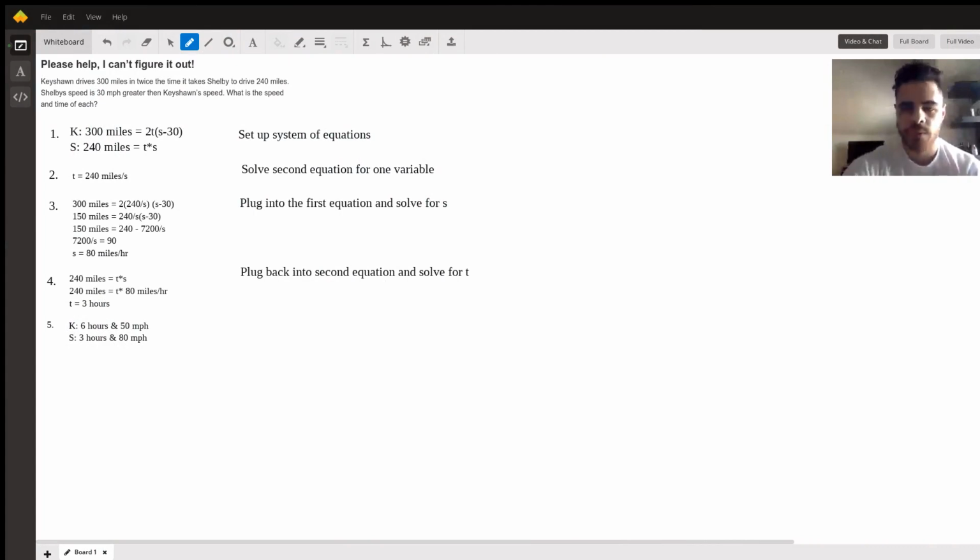So this question is saying that Keyshawn drives 300 miles in twice the time it takes Shelby to drive 240 miles. Shelby's speed is 30 miles per hour greater than Keyshawn's speed. So what is the speed and time of each?